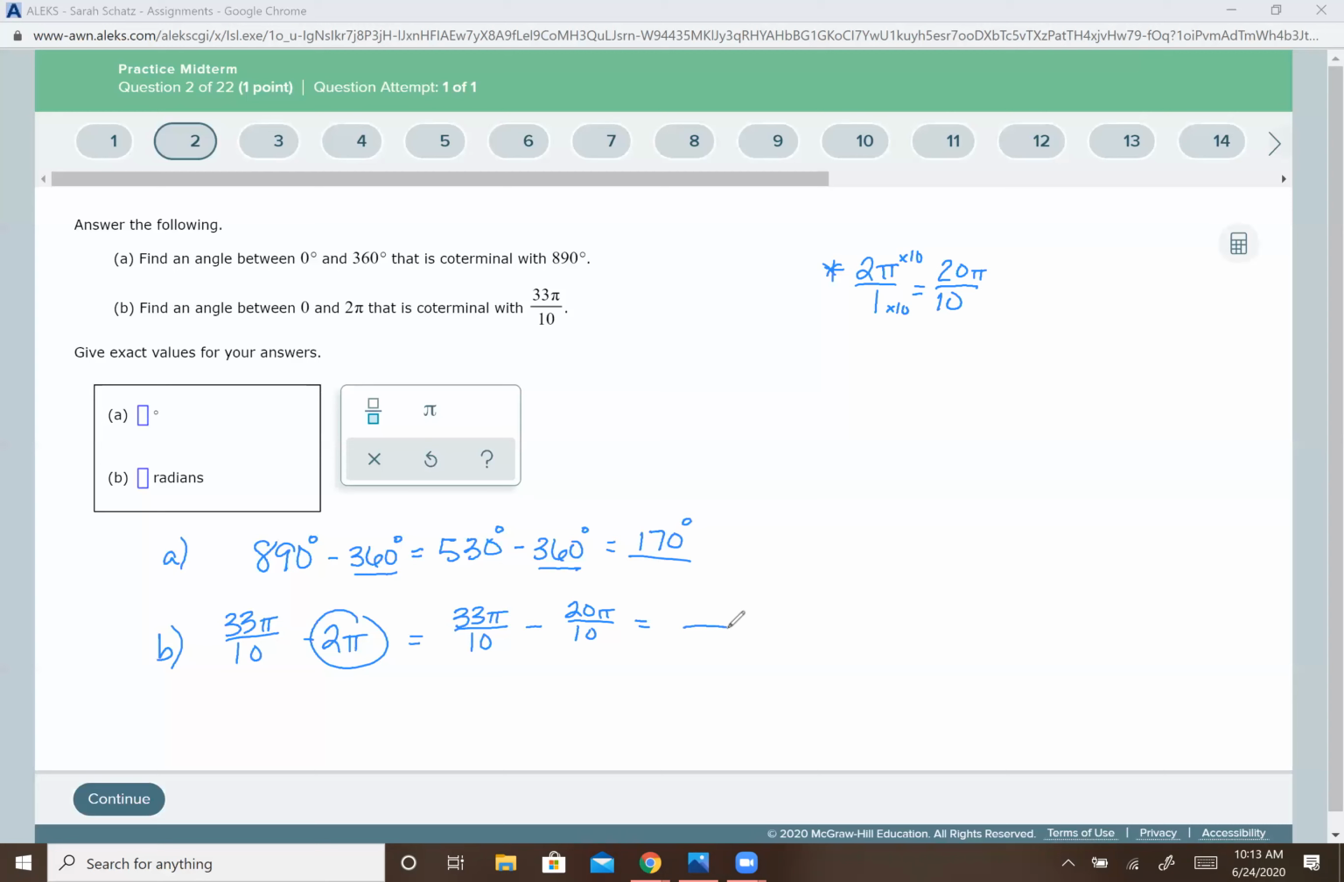Remember when you're subtracting fractions with the common denominator, the denominator stays the same. All you do is subtract the top. So I have 33 pi minus 20 pi, and that leaves me with 13 pi over 10. Now, it's a little harder to know if this is within one rotation because it's a fraction, but I already know that 2 pi, so 1 full rotation, is 20 pi over 10. I'm only at 13, so that is within 1 rotation. So that would be my answer on this one.